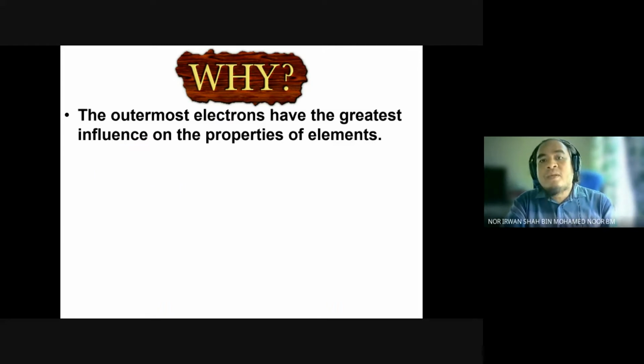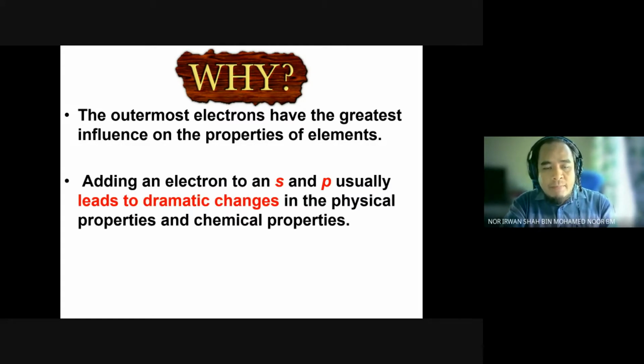Okay, sekarang ni kita tahu yang akan mempengaruhi the size of atom tu, dia punya besar kecil tu sebenarnya adalah outermost electron tau. Outermost electron itu yang akan menentukan the size of atom. Cuma apa yang berlaku di dalam main group, guys, contohnya kalau kita bergerak from left to the right of the periodic table untuk main group, elektron ditambah dekat mana? Elektron akan ditambah pada S ataupun P orbitals. Jadi always remember ni guys, adding an electron to an S ataupun P usually akan menyebabkan dramatic changes. Tak kisah sama ada dia punya physical properties ataupun chemical properties, dia akan menyebabkan perubahan yang sangat dramatik, yang sangat ketara.